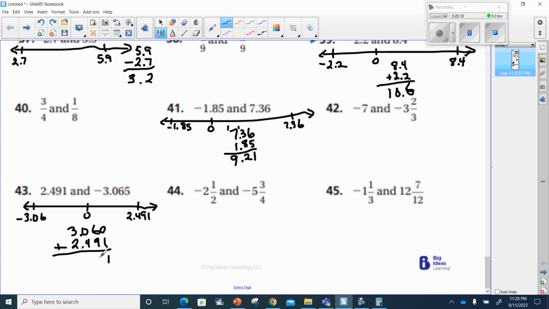0 and 1 is 1. 6 and 9 is 15. Carry the 1 gives me a 5. Plus 4 plus 1 is 5. And 5 plus 2 gives me a 5. My answer is 5.551.